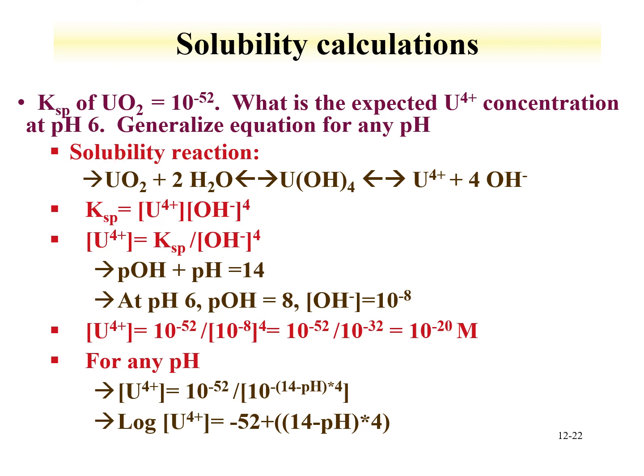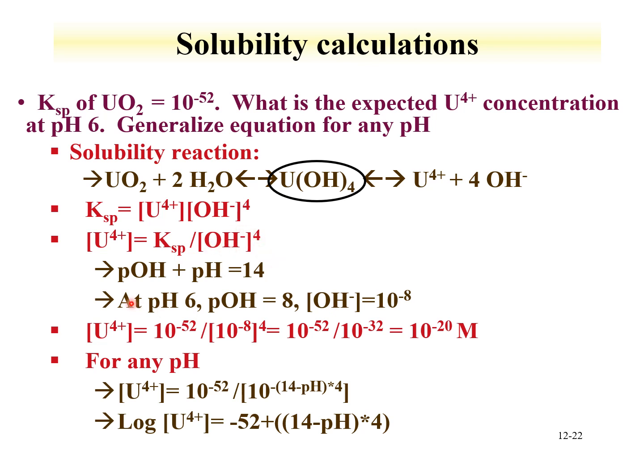The solubility reaction listed here, where I have the uranium dioxide, water gets added to it. I make this species, the uranium OH4. That then dissolves into the tetravalent uranium species and 4 hydroxides. The KSP is just the product of the uranium and the hydroxide raised to the 4th. So the amount of uranium-4 that I can calculate is just the KSP divided by the hydroxide concentration to the 4th.